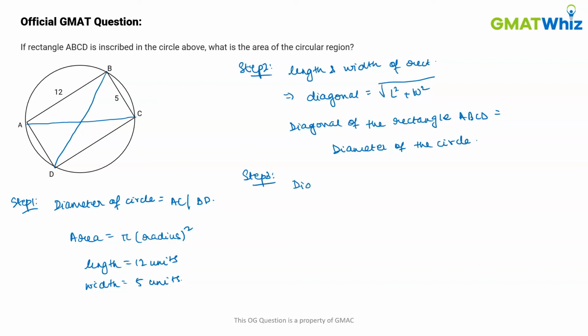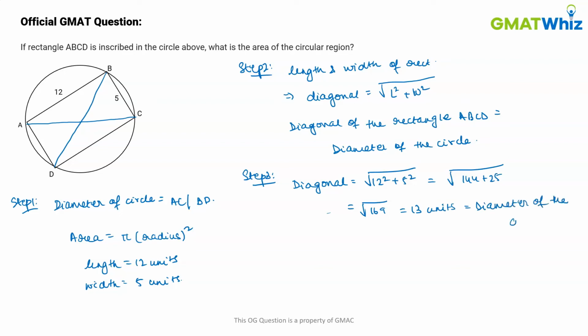Now, the diagonal is given by root over of 12 squared plus 5 squared. This gives us root over of 144 plus 25, which is equal to the square root of 169. And thus the value of the diagonal is 13 units. Now this 13 units is also equal to the diameter of the circle. Hence, the radius of the circle will be equal to 13 by 2 units.